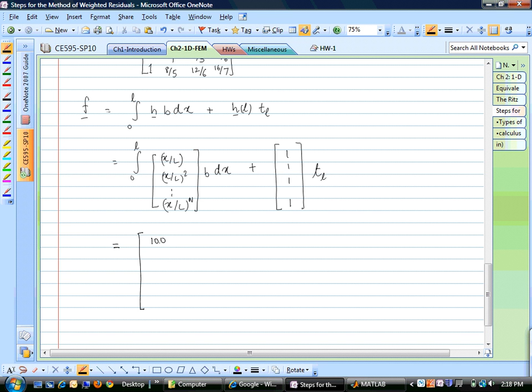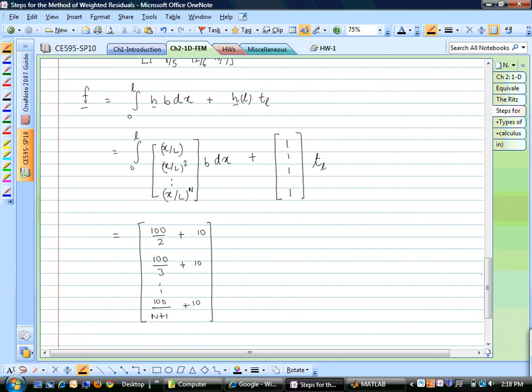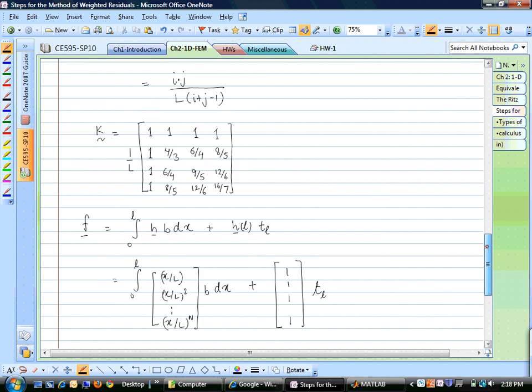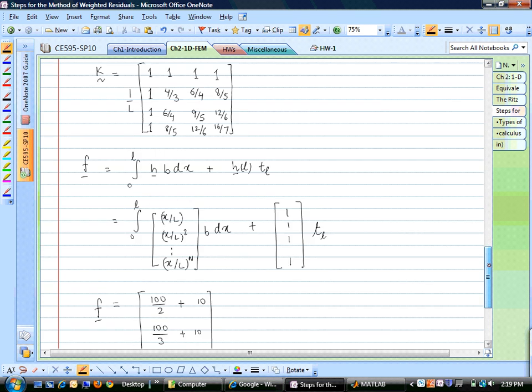So the first term is, after you do the integration and all that, I'm just going to write out the final answer. I want to show you how it looks. So 100 divided by 3. It's easy to integrate this first term and add this term TL, which is equal to 10. And so on all the way up to 100 over n plus 1 plus 10. So this is our force vector, and we finally have our force vector, and we have our stiffness matrix, K.